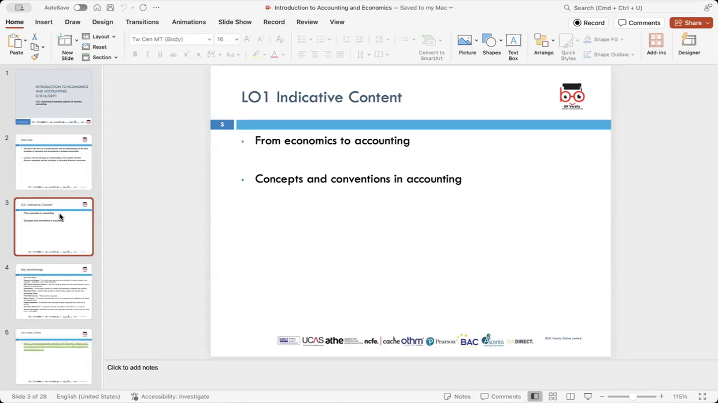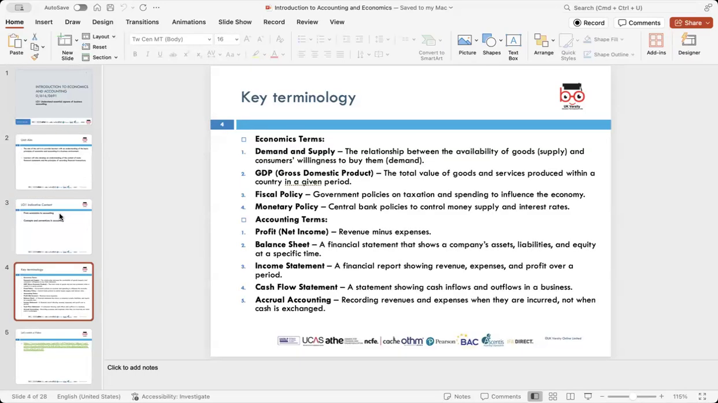There are two main indicative contents: from economics to accounting, and concepts and conventions in accounting. Here, quickly we'll look at key terminology. Economics terms: demand and supply, which is the relationship between the availability of goods, which is supply, and consumers' willingness to buy them, demand. GDP, gross domestic product, the total value of goods and services produced within a country in a given period. Fiscal policy, government policies on taxation and spending to influence the economy. Monetary policy, central bank policies to control money supply and interest rates.